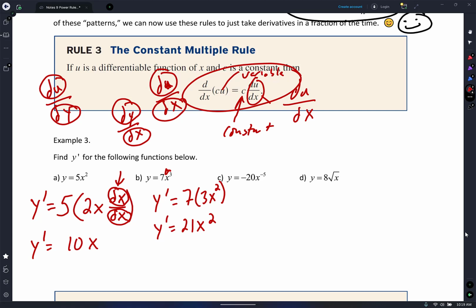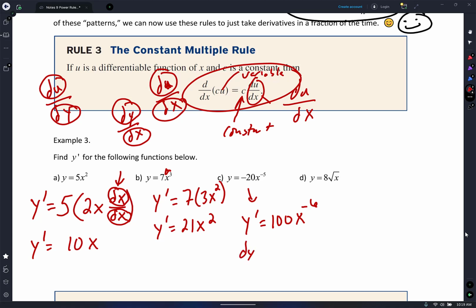All right, so look at letter C. y prime equals, now let's see if we can do it with very little steps. What do I do? Negative 20 times negative 5, which is what? 100. And then what do I do after that? Negative 5 minus 1, so I'll put an x there. What's negative 5 minus 1? Negative 6. And if someone tells you that they want positive exponents, how would I rewrite that? I put a fraction and I move the x to the negative 6 down and it turns to a positive.